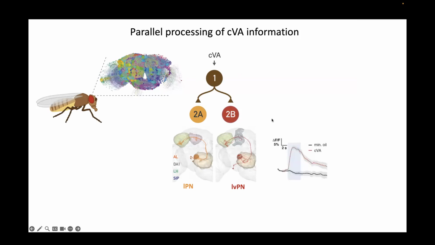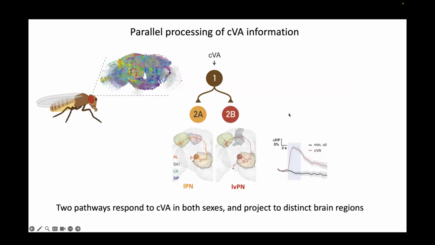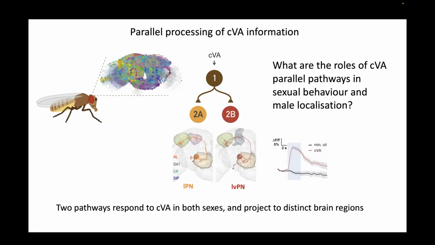First we wanted to see that these neurons actually respond to CVA. Indeed they do. And interestingly, these two pathways project to different brain regions. That made us think that maybe they have different roles in encoding information from the smell. I wanted to know the roles of those parallel pathways, both in sexual behavior and in male localization. To look at sexual behavior, I put a pair of freely walking flies, male and female, and I track their activity and classify their sexual behavior.